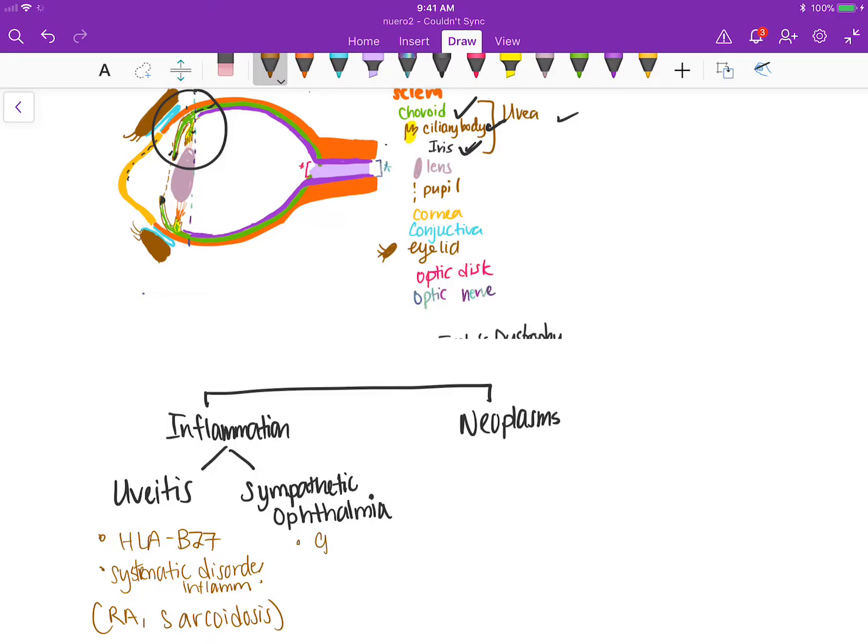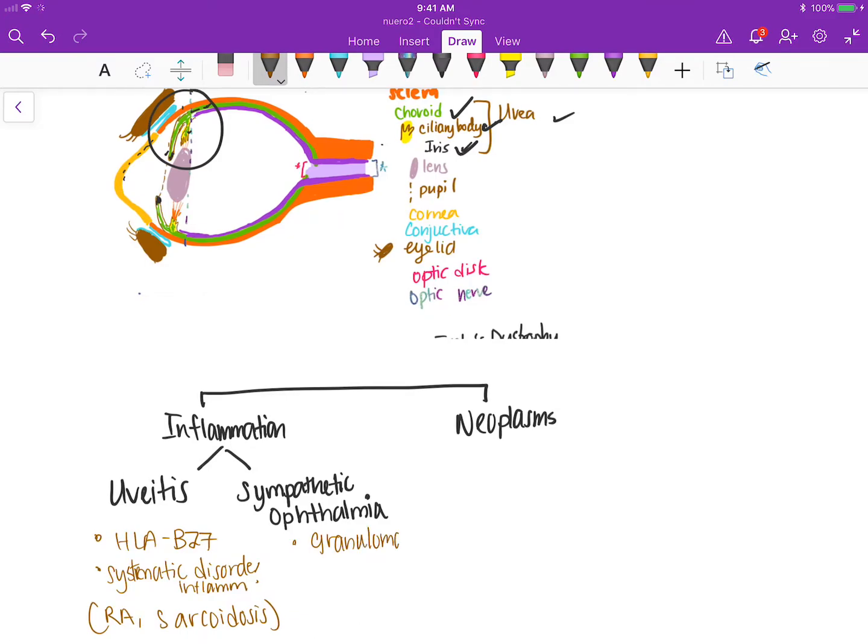However, it's granulomatous, granulomas, and also it's either post-surgery or trauma. And what happens is that you have some kind of surgery or trauma, and parts of the uvea are exposed to proteins that it was not exposed to before. As a result, it makes antibodies against those proteins, and it happens in the opposite side. So both eyes are involved.